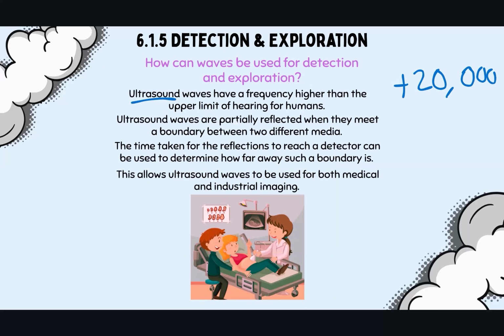Now, ultrasound waves are partially reflected when they meet a boundary between two different media. So if you've got air and glass or water, some of the ultrasound waves will bounce back. The time taken for the reflection to reach a detector can be used to determine how far away such a boundary is. So, for example, this allows ultrasound waves to be used for both medical and industrial imaging. So this will go into more detail as we work through. But let's give one quick example.